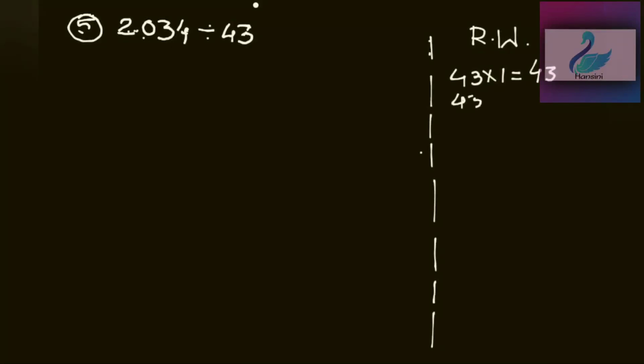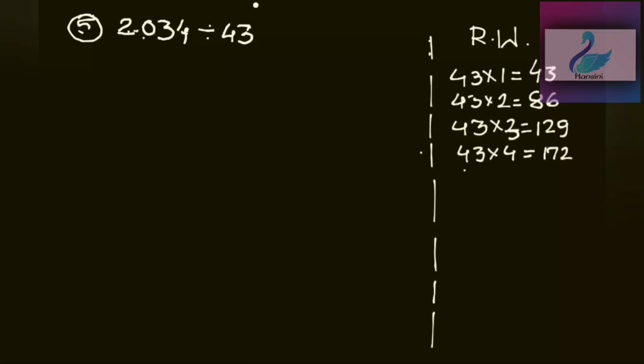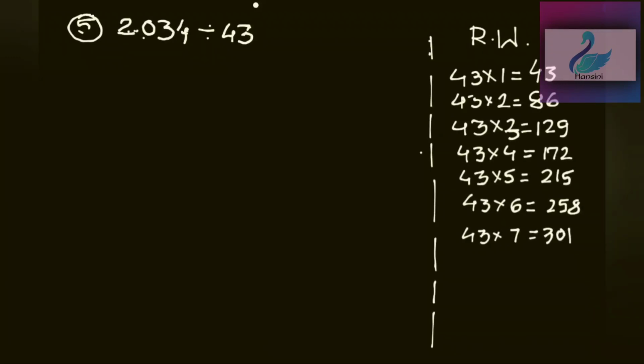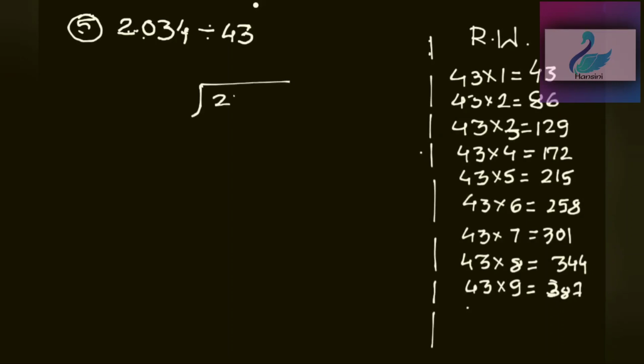43 ones are 43, 43 twos are 86, 43 threes are 129, 43 fours are 172, 43 fives are 215, 43 sixes are 258, 43 sevens are 301, 43 eights are 344, 43 nines are 387 and 43 tens is 430.